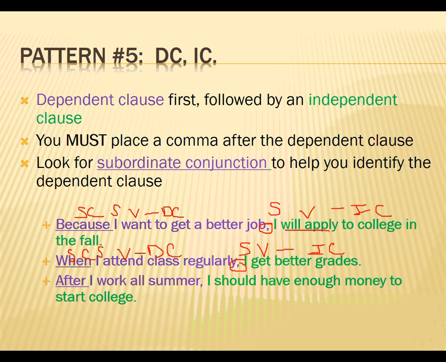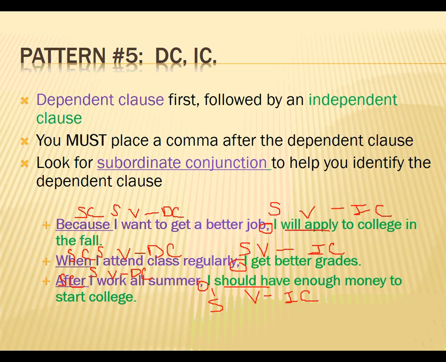After I work all summer, I should have enough money to start college. In the first clause, after is the subordinate conjunction. I is the subject, work is the verb. Since there's a subordinate conjunction, subject and verb, this is the dependent clause. Then there is a comma. After the comma is a second clause. The subject is I. The verb phrase is should have. The clause expresses a complete idea, so this is the independent clause.